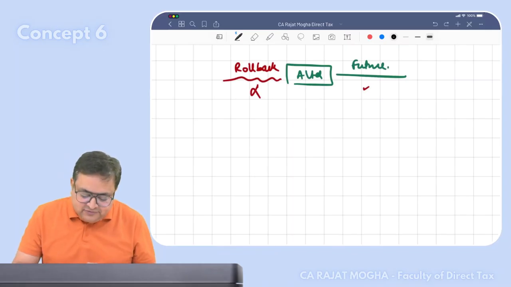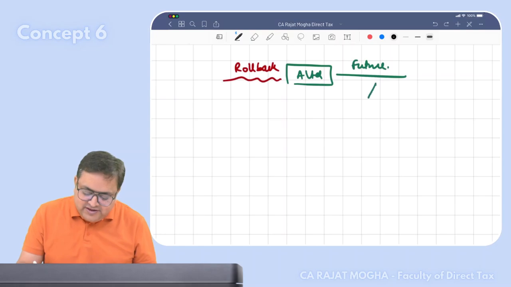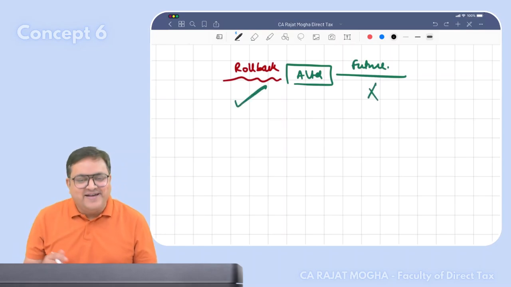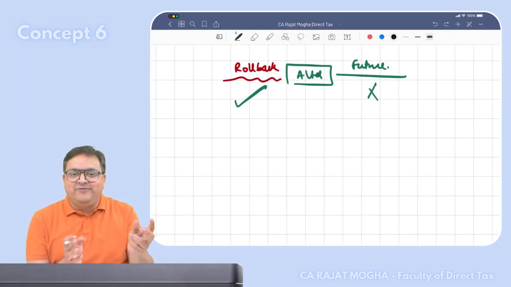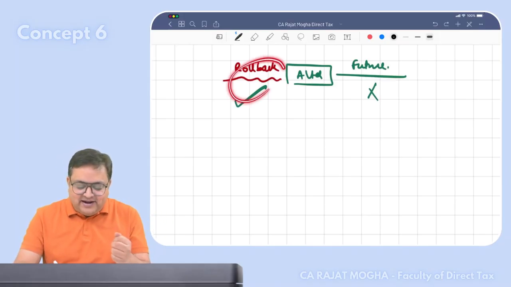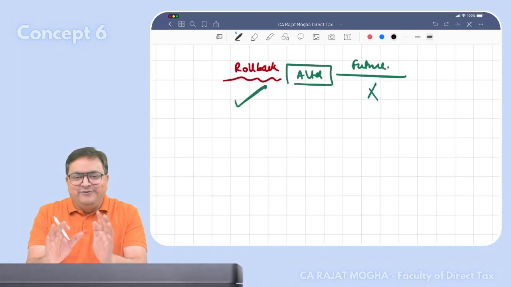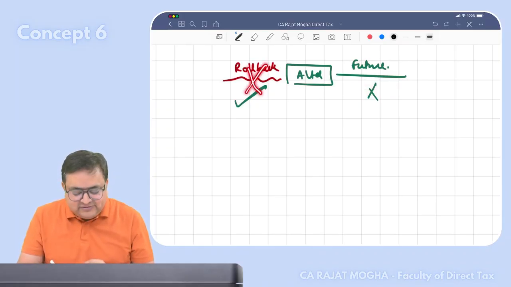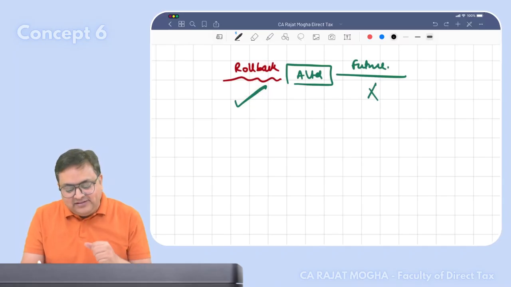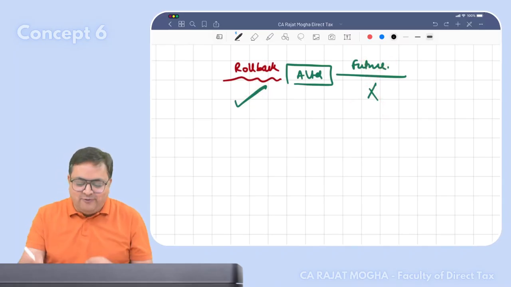If A Limited says, no, sir, actually what I want to do is, I don't want for the future year. I want for the rollback. No, that is not possible. Obviously. See, rollback is the extra benefit which is given. You are saying, sir, give me that extra only. I don't want main. See, future is main. So if you want to cancel that extra, that is okay. But if you want to cancel the main one, that is not okay, obviously.